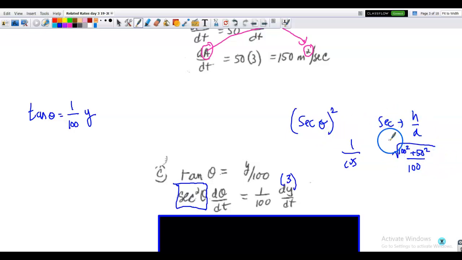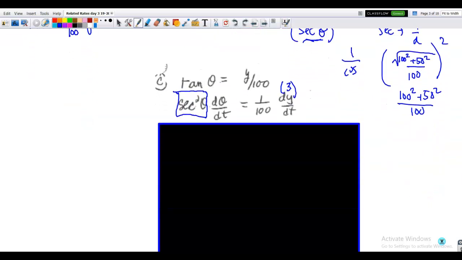So I have secant. Now I'm going to square it because it's secant of theta squared. That's going to take the radical off of that. So that's going to be 100 squared plus 50 squared over 100 squared, which can be done, of course, with your calculator.